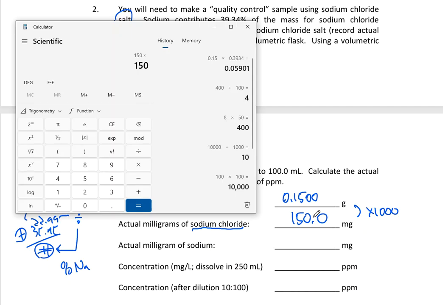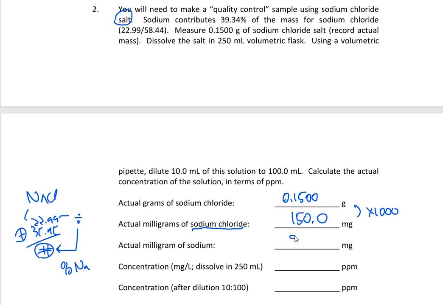Then I'm going to multiply that by 0.3934 because that is the percent of sodium in sodium chloride, and I get 59.01. It just saves you an extra conversion step. That's all that it does. I would have been okay with the other route that we did first, 0.15, but 0.059 was gram, and this question required milligrams of sodium, so I would have to make that conversion changing gram to milligram. But here was a direct calculation: 150 milligrams times 39.34%, and that will give us 59.01 milligrams. Next up, it says, okay, now calculate the concentration.